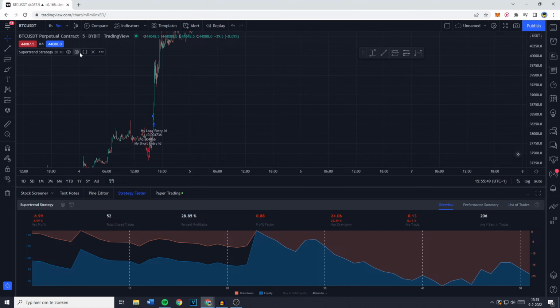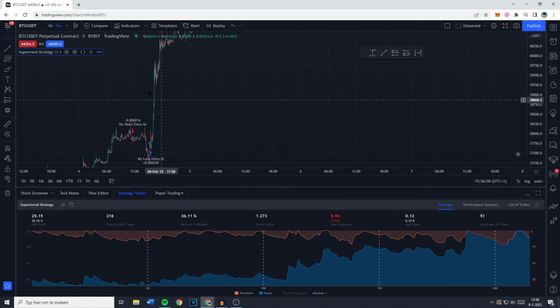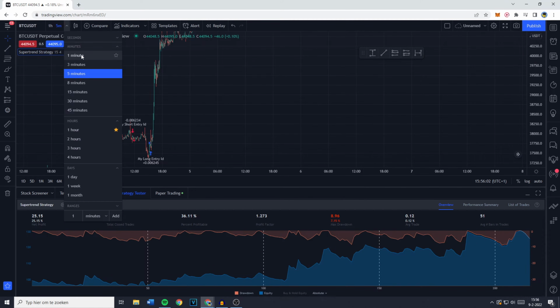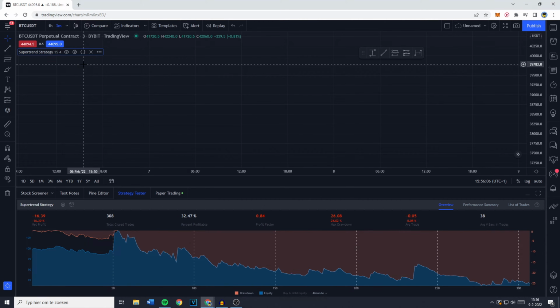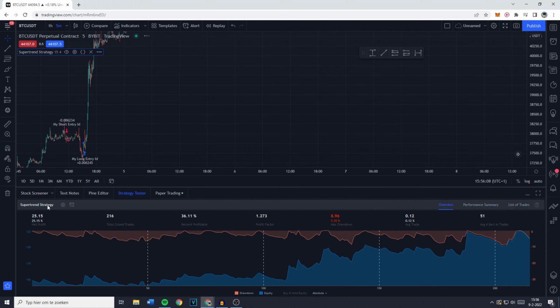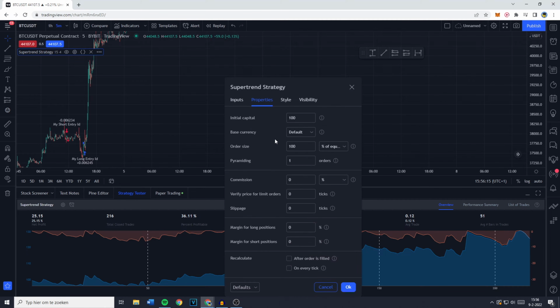However, what you need to do is to go over to settings and then go over to ATR length. Now the ATR length in this case is going to be 15. And the factor is going to be 4. These settings, by the way, are for the 5-minute chart. On the 1-minute it's a little bit profitable, on the 3-minute it's negative, and on the 5-minute it's performing best.